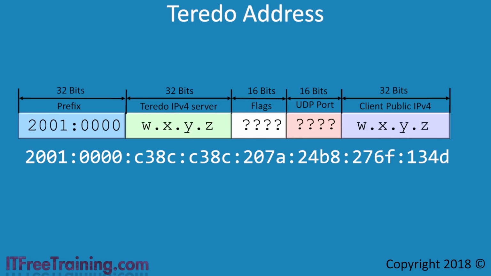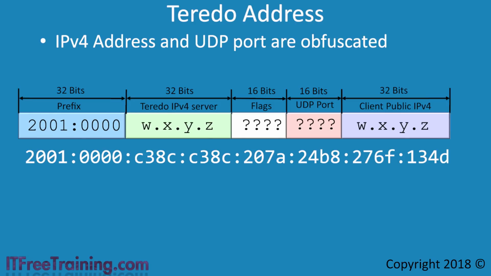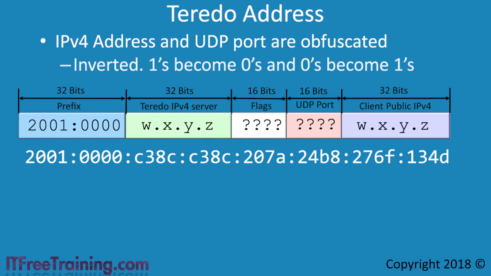It is important to point out that the IP4 address and UDP port are obfuscated. Obfuscation is the process of changing data to make it difficult for humans to understand. In this case, the bits of the address are inverted. Ones become zeros and zeros become ones. Even though it makes it difficult for humans to read, computers don't have any problem inverting the bits to understand the information.